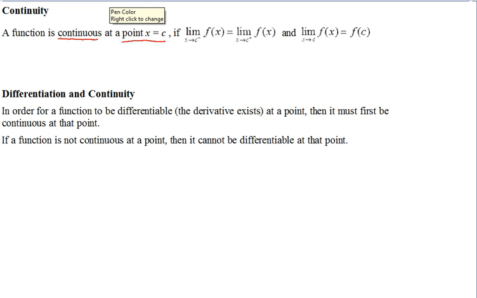the limit as x approaches c from the left equals the limit as x approaches c from the right. And the limit as x approaches c, the general limit, equals f of c. Look at visually what that is. So the limit as x approaches c from the left equals the limit as x approaches c from the right.